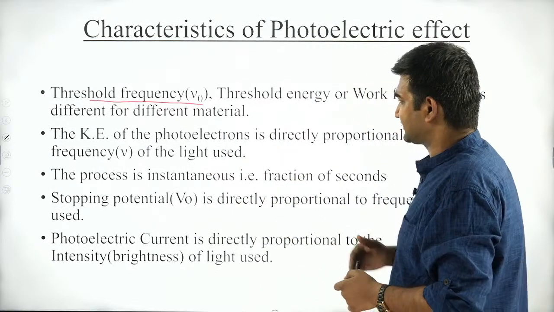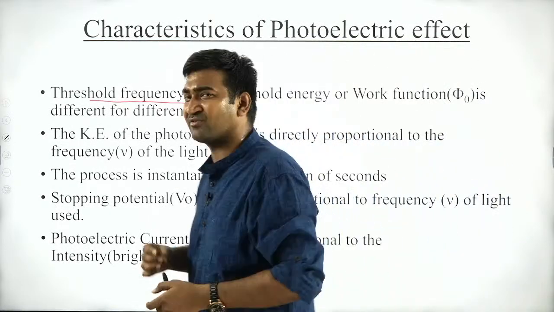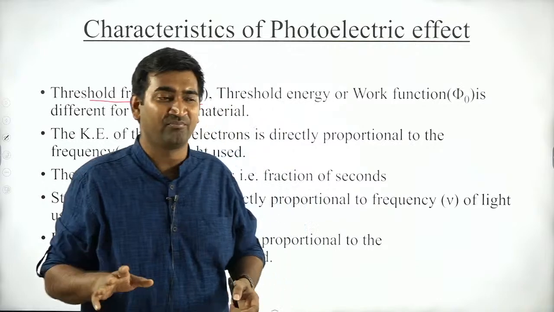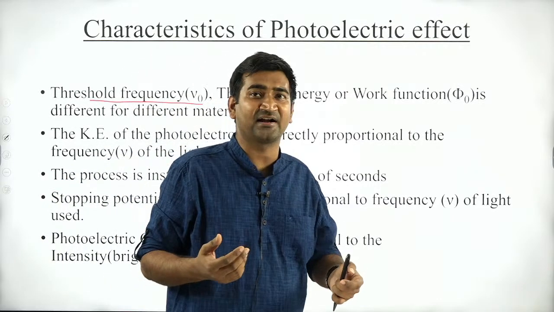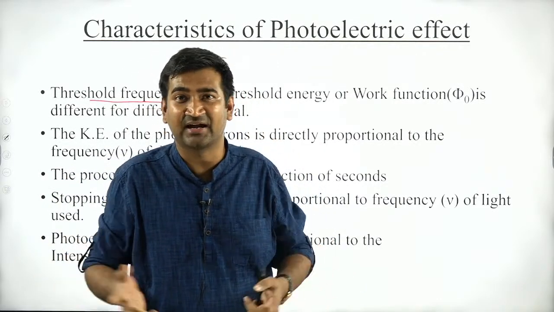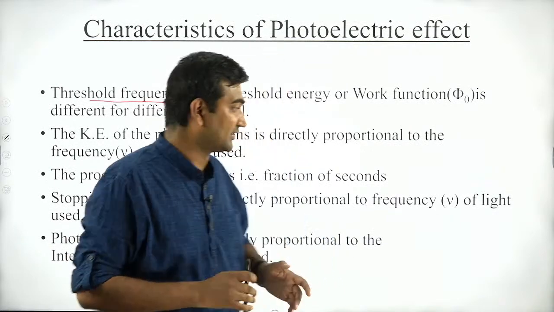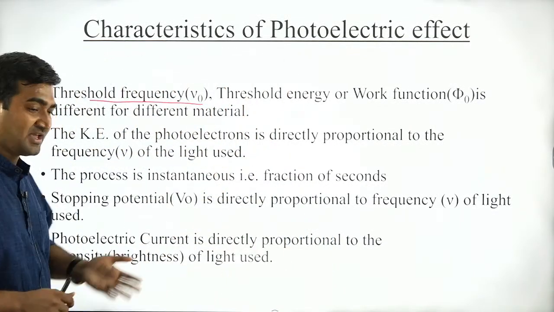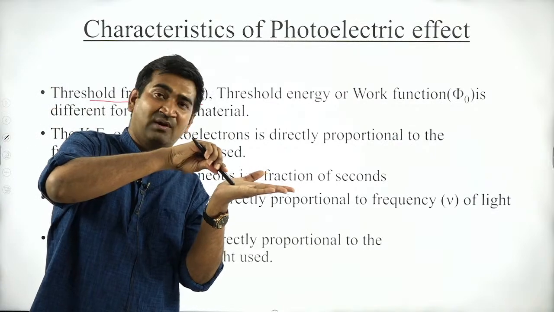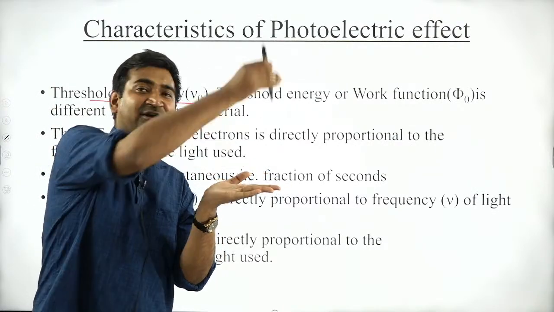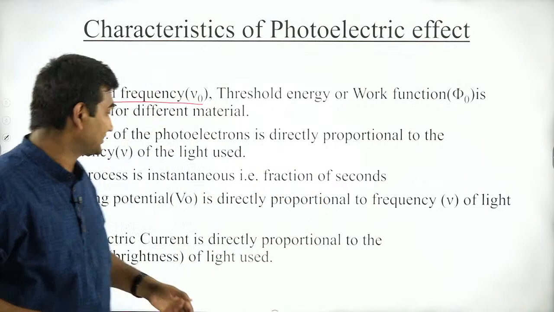Then the process is instantaneous, that is in fraction of seconds, so it does not take much time. Fraction of seconds, by which I mean that within nanoseconds it generally occurs. So it is a very fast process, quick process. It is a metal, light of particular radiation came and electrons went out, very quick, very fast.